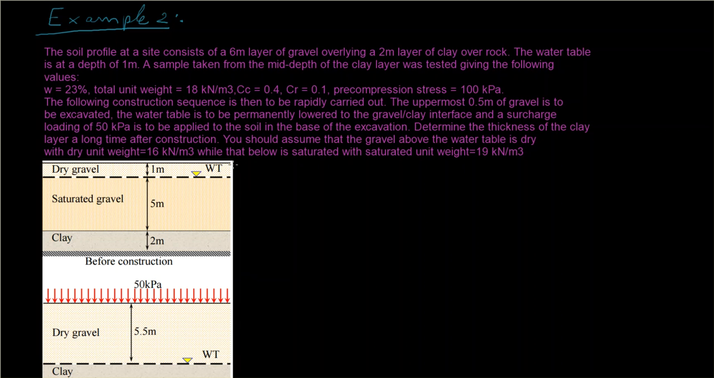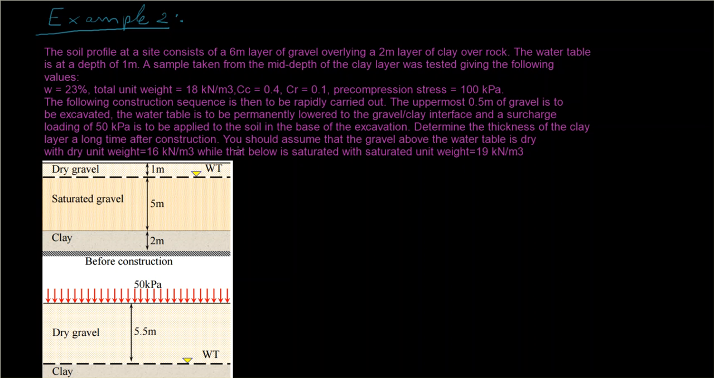Okay, so this will be the second example on settlement in clay. We're given a soil profile at a site that consists of 6 meter thickness of gravel, as we can see here. However, this gravel is divided as 1 meter dry and 5 meter wet. That's below the water table.